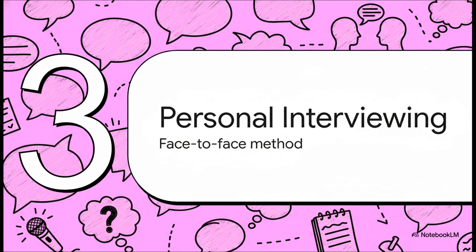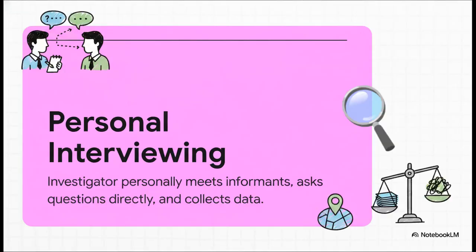Okay, let's pivot to Section 3, which introduces the most intensive tool in our kit: personal interviewing. Personal interviewing is an intensive method where the investigator personally meets the informants face-to-face to ask questions directly. Because the investigator is sitting right there, they can clear up any doubts immediately. Actually, make sure you note this down. This method is usually kept to specific, smaller, local areas.